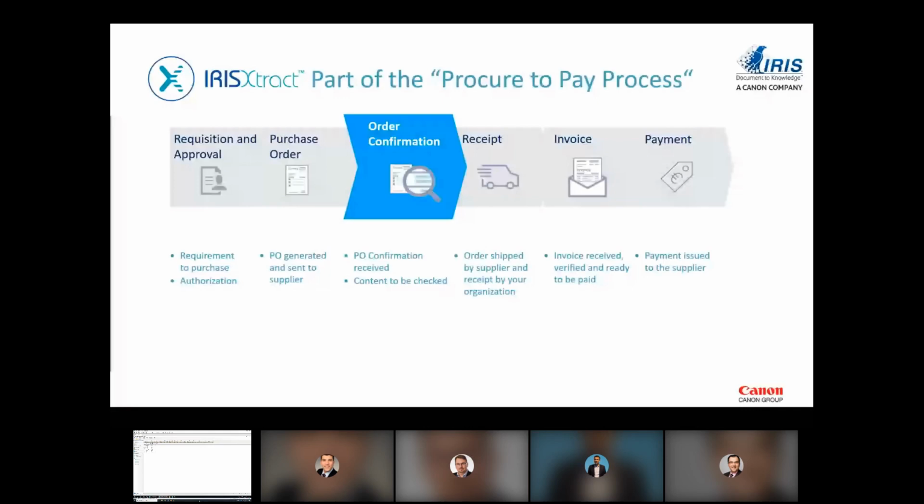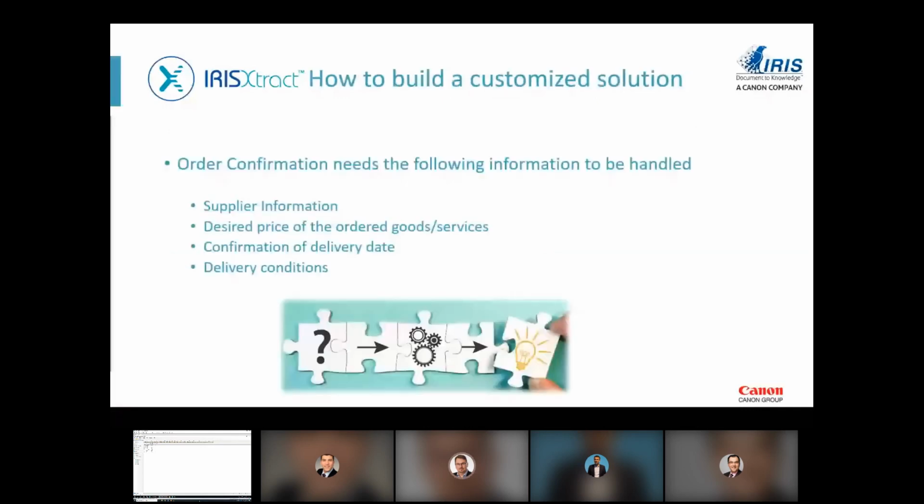Which brings me to the next slide, where we now need to focus on the information to be extracted out of an order confirmation document. It is about supplier information. It's about the pricing of the ordered goods or services. It's about a confirmation of delivery date, and it's about the delivery conditions.